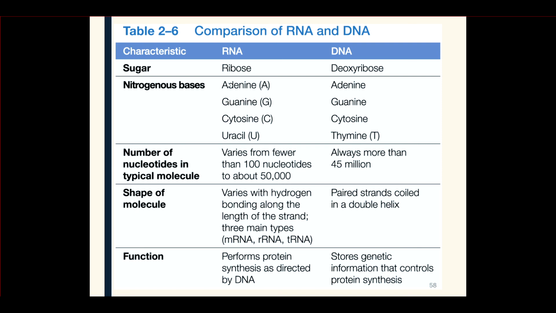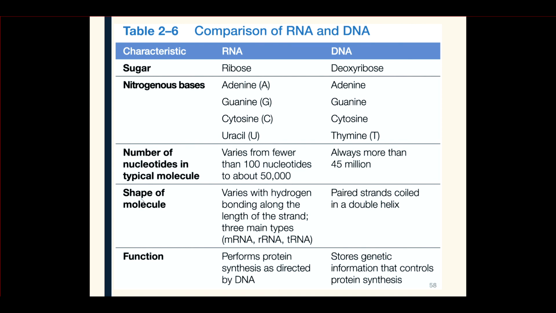In RNA, the same ones: adenine, guanine, and cytosine. So the first three are in both. But what's the one that's different? In RNA, we're missing the thymine and we're replacing it with uracil. I love this next statistic here. The number of nucleotides in a typical RNA can vary from 100 nucleotides stacked on one another to 50,000. So you can see these are large structures. But look at the DNA. Always more than 45 million nucleotides. That's how big these structures are.